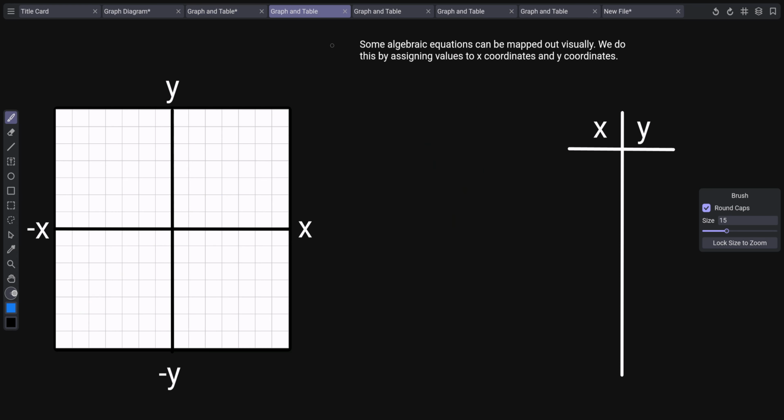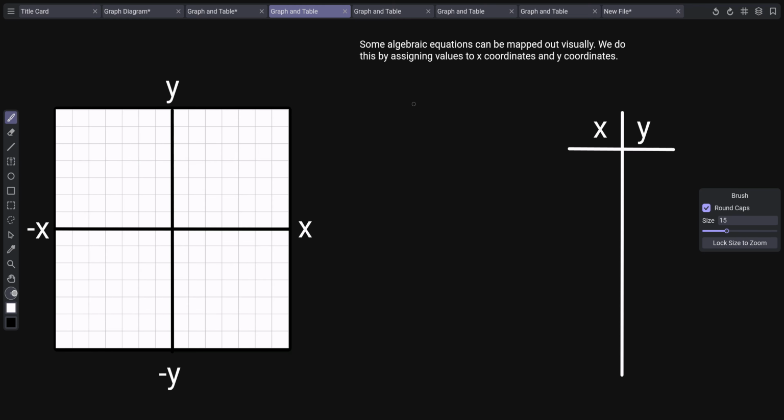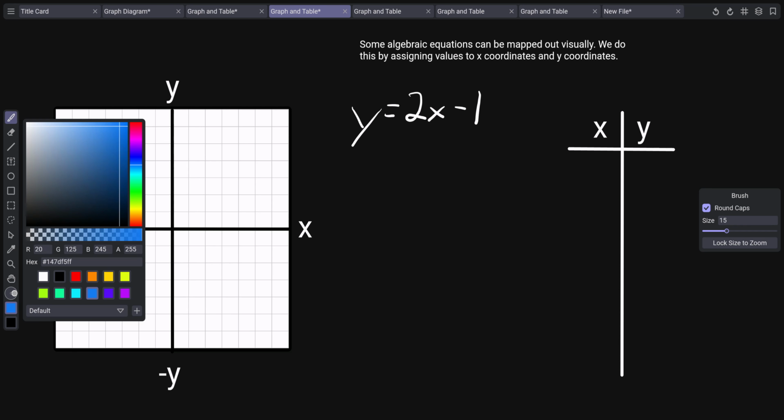Now, I want to show you another example. And in this case, I'm actually going to add a coefficient to the expression. So let me show you what that would look like. I'm going to do y equals 2x minus 1. So this is the new equation that we'll use. Well, let's just get a few points in here.